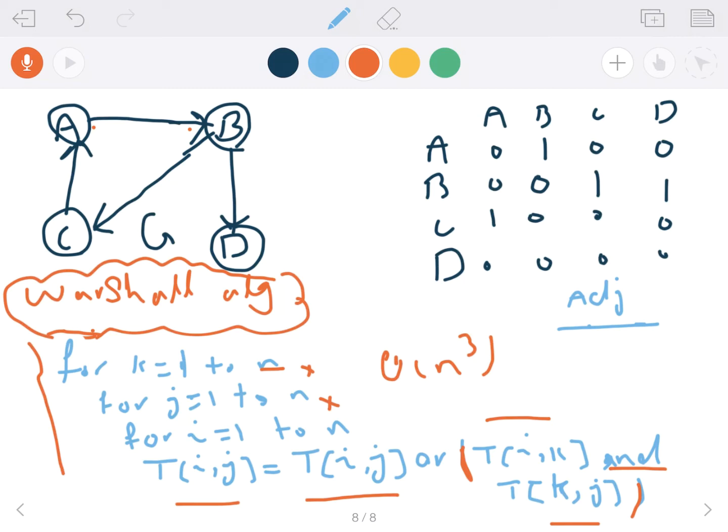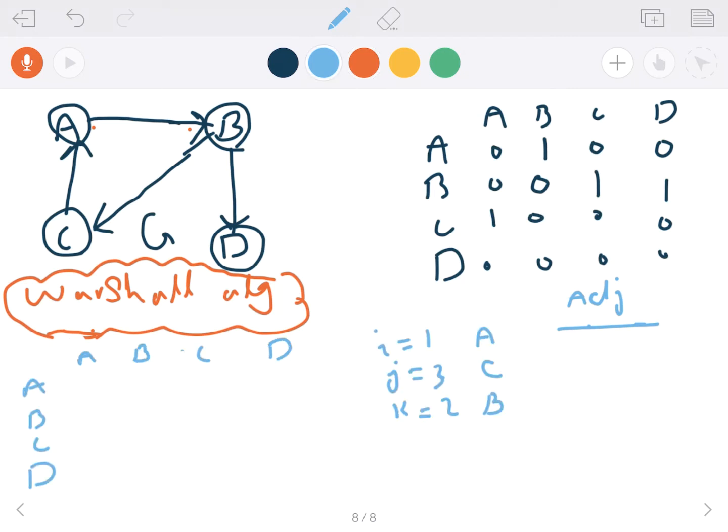So next we are gonna see what's gonna be the transitive closure of this graph G. We're gonna see it together. So now we're gonna see what if i is equal to 1, j equal to 3, and k is equal to 2. When i is equal to 1, it means that we are looking at node A, j is equal to 3 means node C, and k is equal to 2 means B.